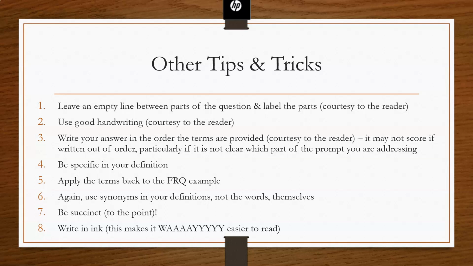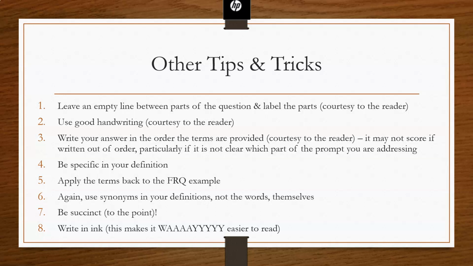So having good handwriting, leaving white space, labeling parts, that's just helpful to the reader. It takes less cognitive load for them to score your paper. They can't take off points for that, but it makes it a lot easier for them to give you points, which is what they want to do.